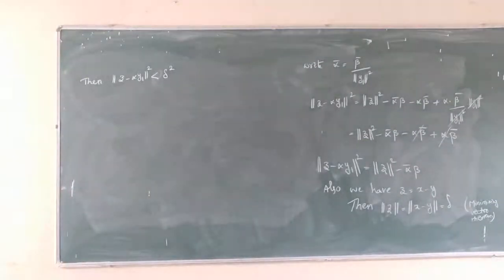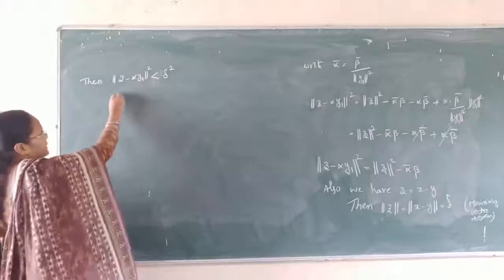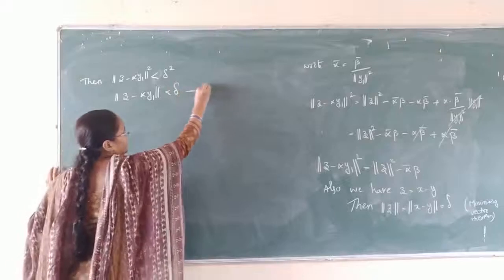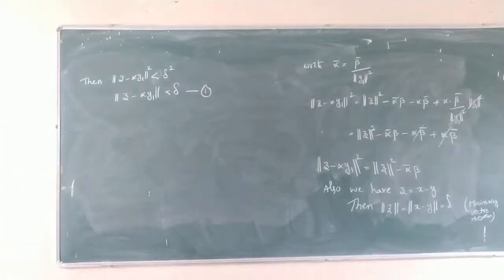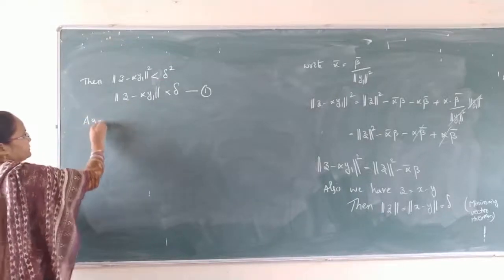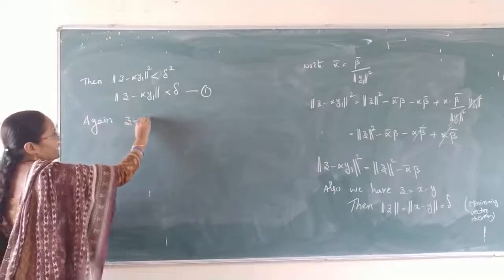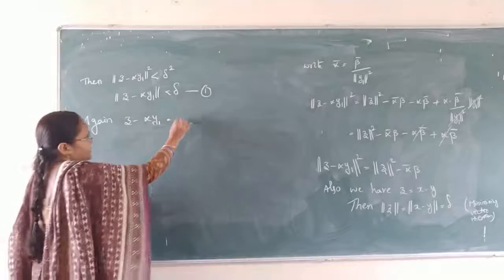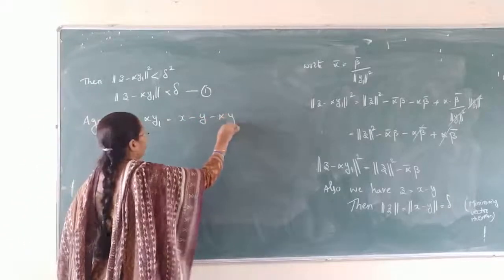Okay, now our next line is, now squaring or cancel the square on both sides. Later our next line is less than delta. Let it be equation number 1. Next line again, z minus alpha y1 is equal to, calculate the value. Again z minus alpha y1 is equal to, substitute z value. Z value is x minus y. Substitute that: x minus y minus alpha y1.